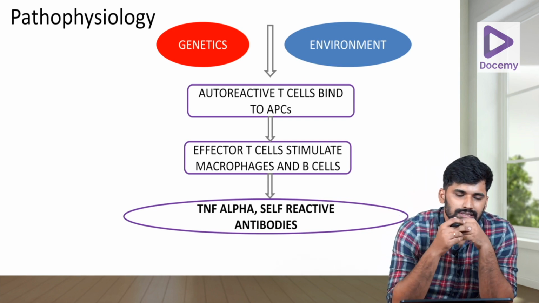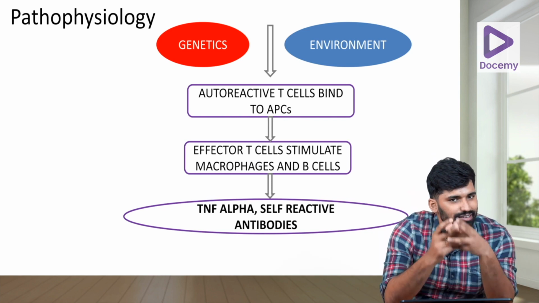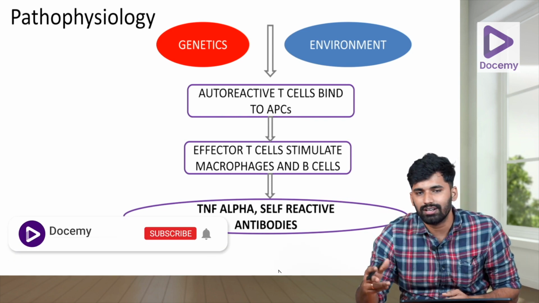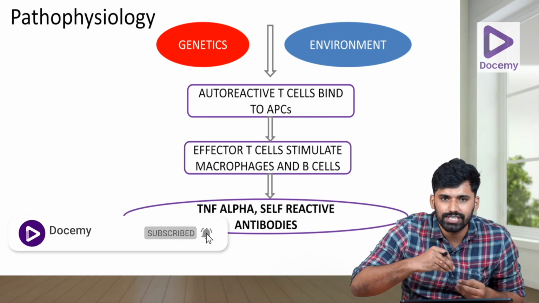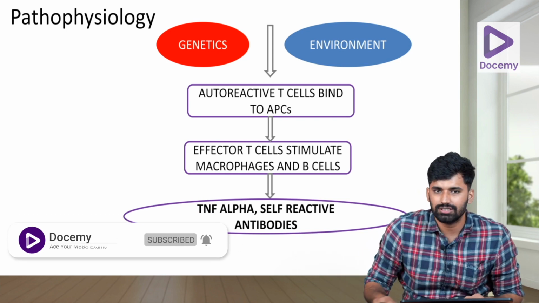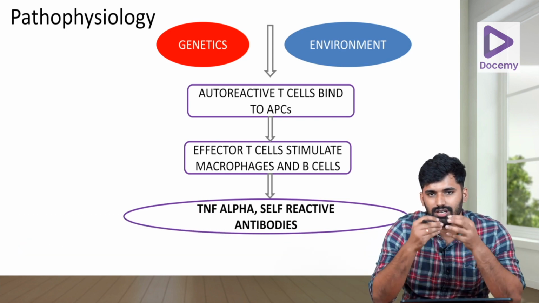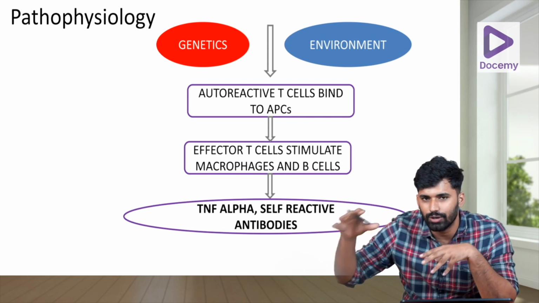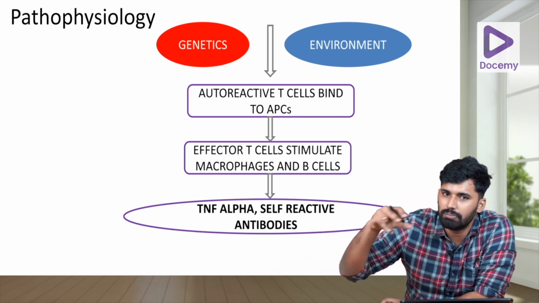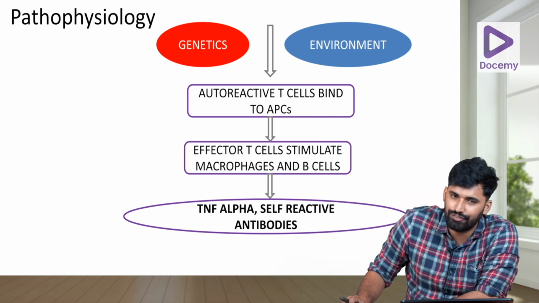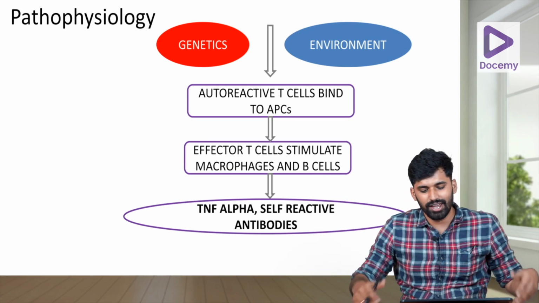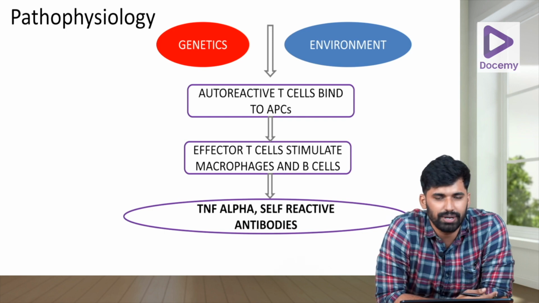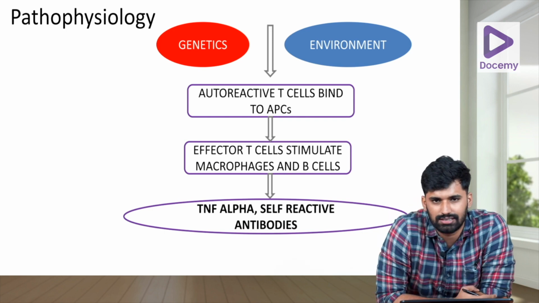So what happens? The T cells will identify the self-antigen as foreign and produce effector T cells, which send interleukins. These effector T cells secrete interleukins and stimulate macrophages and B cells. Macrophages in turn secrete the famous TNF-alpha, as we previously discussed in ankylosing spondylitis.